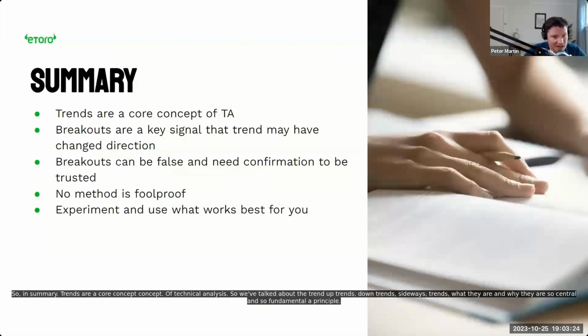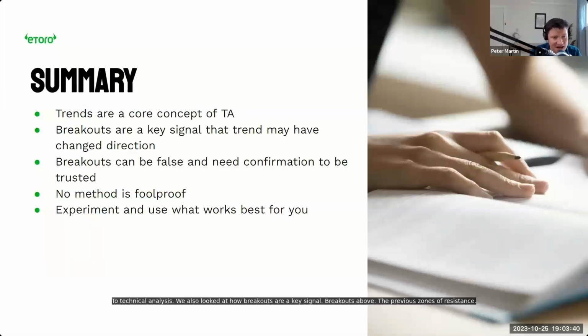So, in summary, trends are a core concept of technical analysis. So we've talked about the trend, uptrends, downtrends, sideways trends, what they are and why they are so central and so fundamental a principle to technical analysis. We've also looked at how breakouts are a key signal. Breakouts above previous zones of resistance or below zones of support are the key signals that the trend may have changed direction.